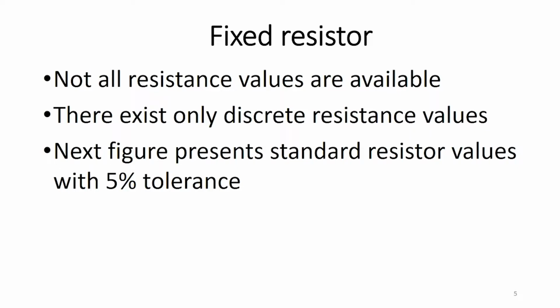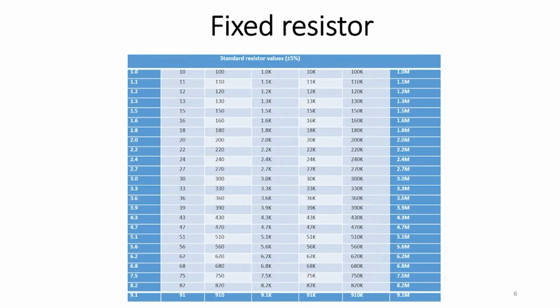Next figure presents standard resistor values with 5% tolerance. We see from the figure that, for example, we have a value of 130 ohms, and the next value is 150 ohms. There is no value of 140 ohms. So there are discrete values for resistance.